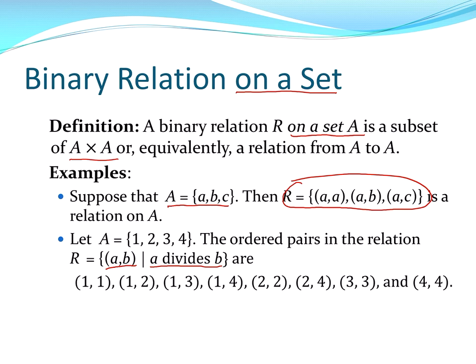They are (1, 1) because 1 divides 1. In fact, 1 divides every integer, so (1, 1), (1, 2), (1, 3), and (1, 4) will be in R. 2 divides 2, of course, but 2 also divides 4, so those two ordered pairs are in there. 3 divides 3, and 4 divides 4. So those are the elements in our set. Note that the ordered pair (2, 3) is not in there because 2 does not divide 3. And the ordered pair (4, 1) is not in there because 4 does not divide 1.